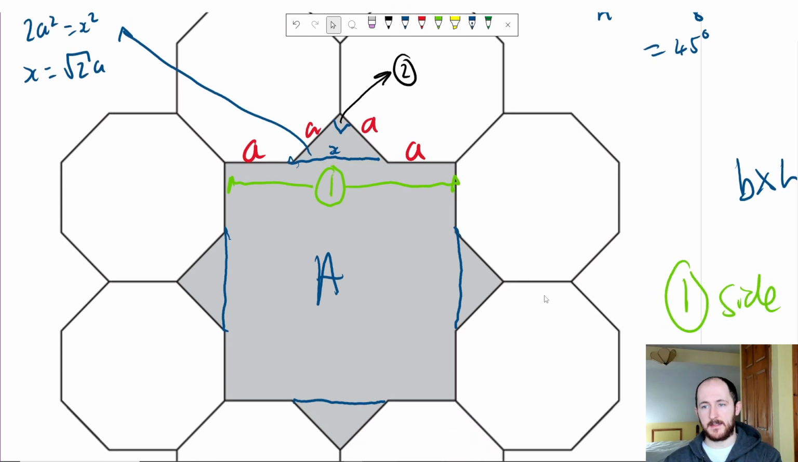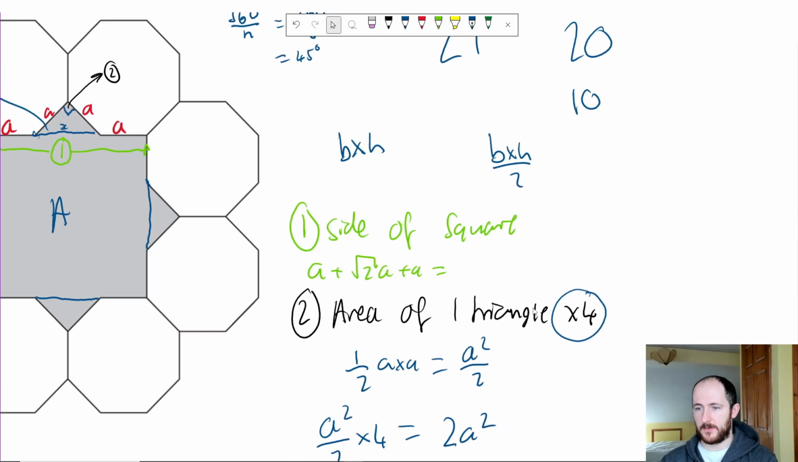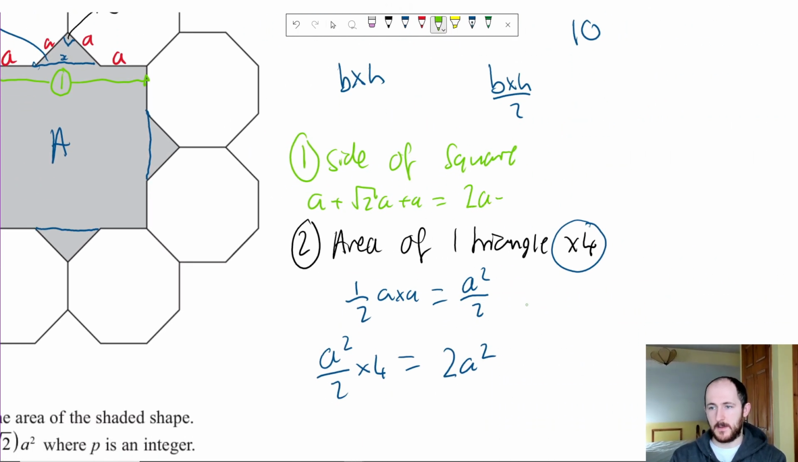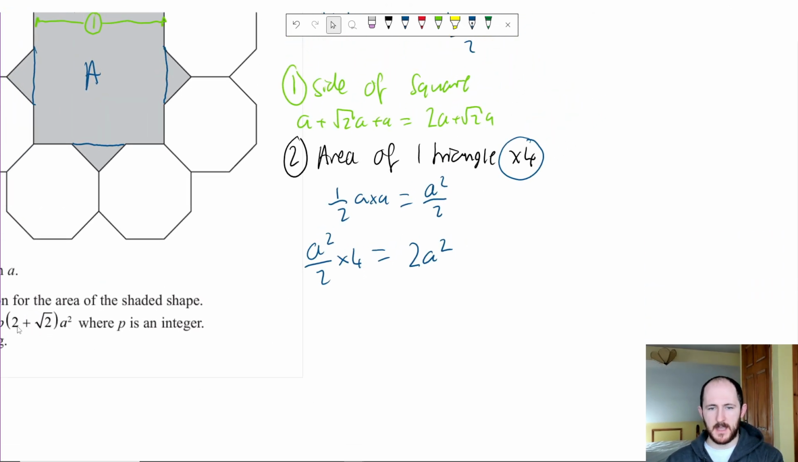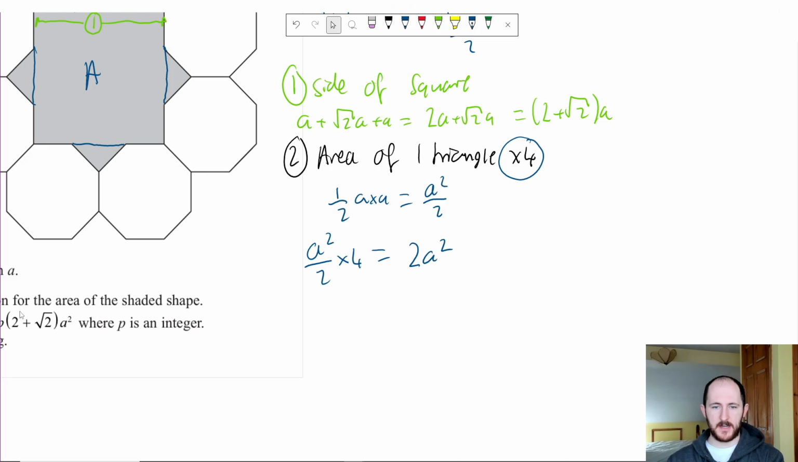So the side length now is going to be a plus root 2 a plus a, which of course is, if I scroll across, 2a plus root 2 a. Now this actually looks a bit familiar, because if I look at the answer for a second, there's this 2 plus root 2 here. So I'm going to factorise out an a. I'm going to say that this is actually (2 plus root 2) a. All I've done is factorise out the a, and I've actually got part of the answer already.